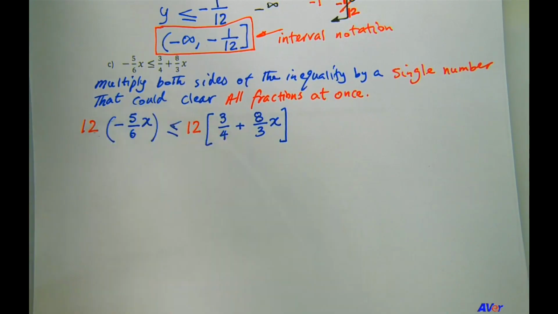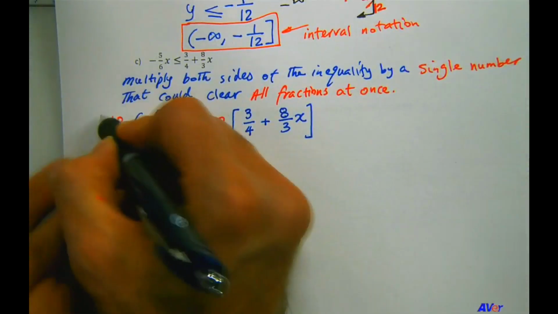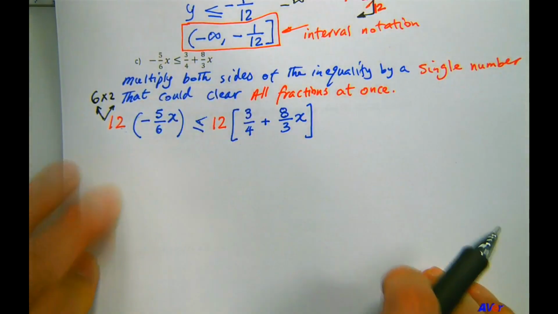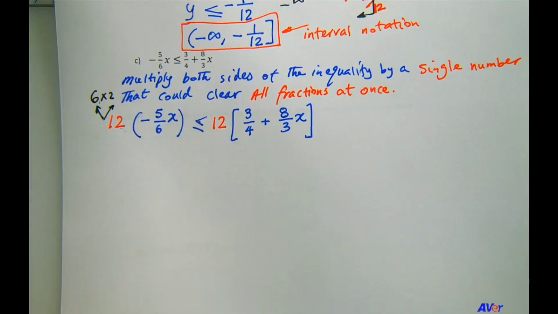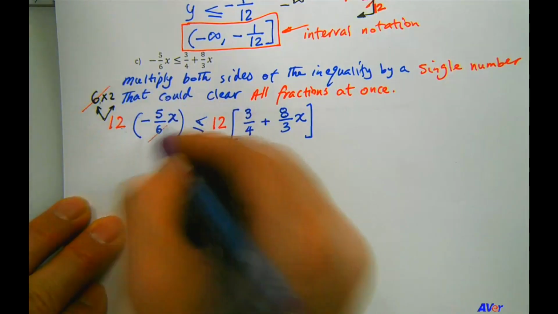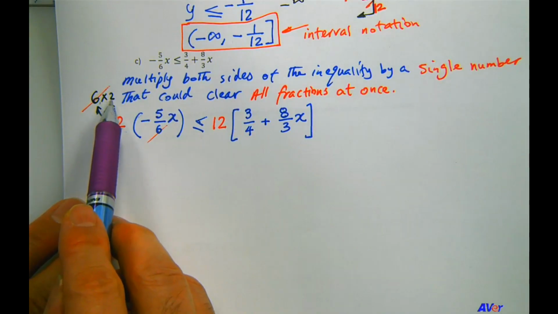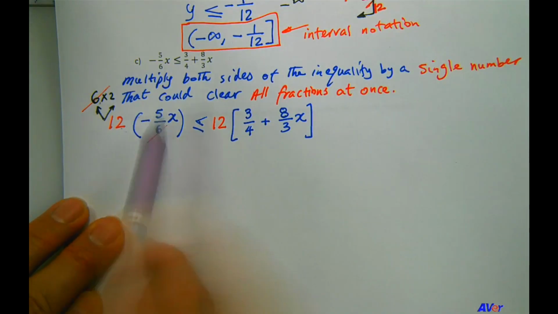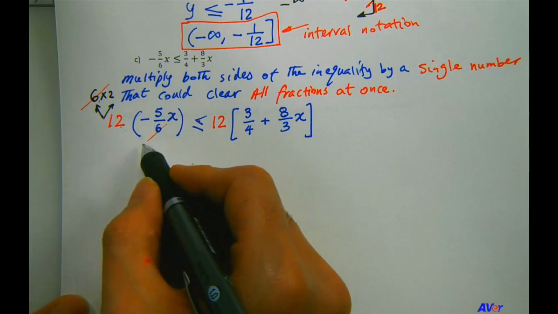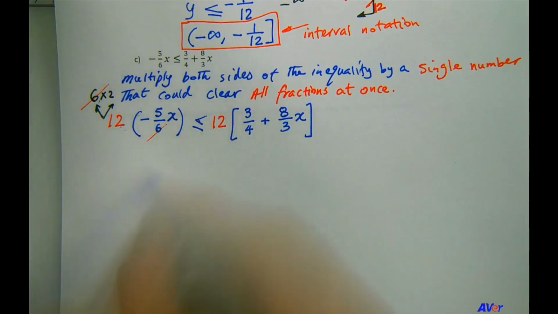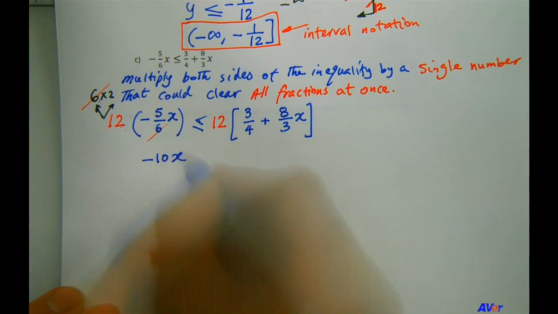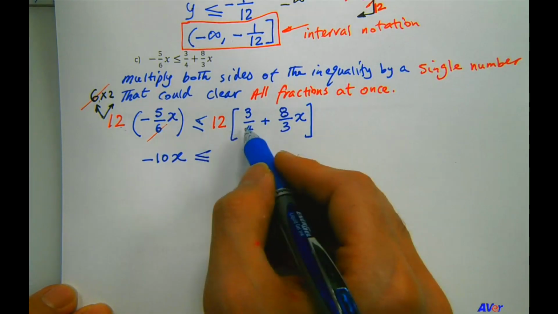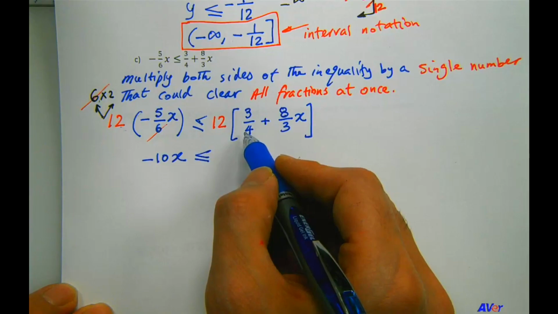So 12 has factors 6 and 2, right? So 12 can be written as 6 times 2. Then this 6 and this 6 cancel each other out. We're left with just 2. 2 times minus 5x would be minus 10x. And that's on the left side. Minus 10x. Then on the right, that's where I want you to distribute first, but do not simplify until later.